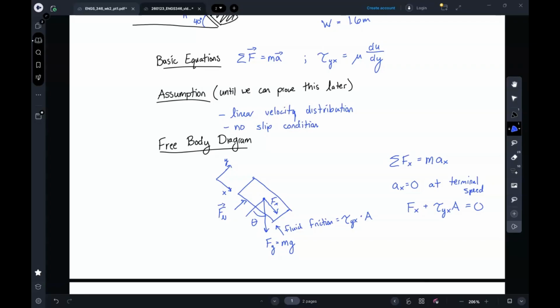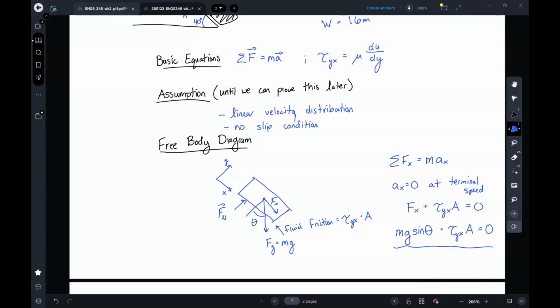Okay, and the force trying to push us down the hill, we have to do a little bit of trig. The overall force of gravity is mass times gravity, and then we get a sine of the angle. So this is mass times gravity sine theta plus tau yx A is equal to 0. Okay, and that's going to tell us that the force trying to push us down the hill is equal to the force trying to hold us up, which means we're at our terminal speed. So that's the mechanics part.